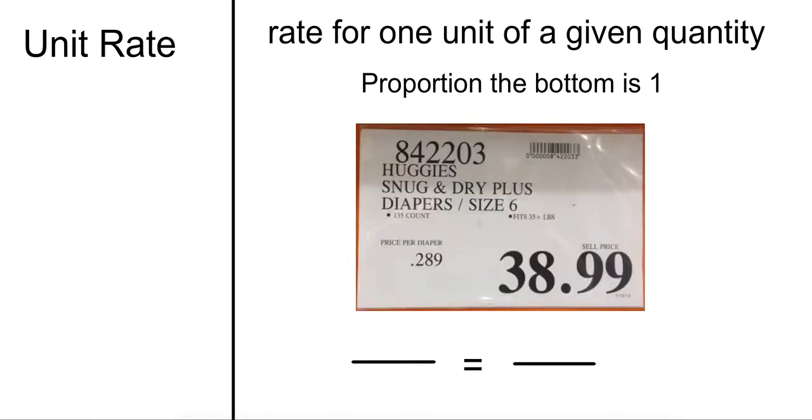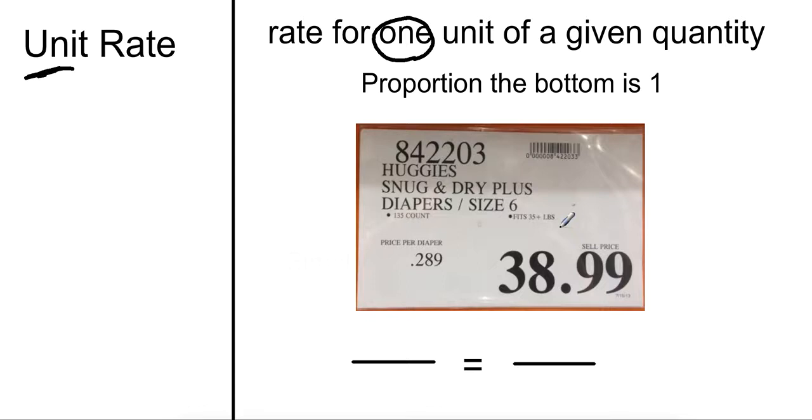All right, how are we going to use this today? Well, we're going to find the unit rate. Unit rate is the rate for one. You can see the word uni in here, like a unicycle. It means 1 unit of a quantity. So somewhere in the proportion, usually on the bottom, we need it to be 1.